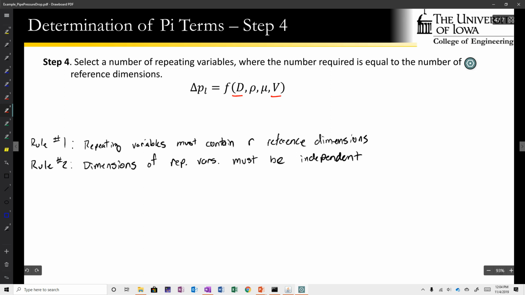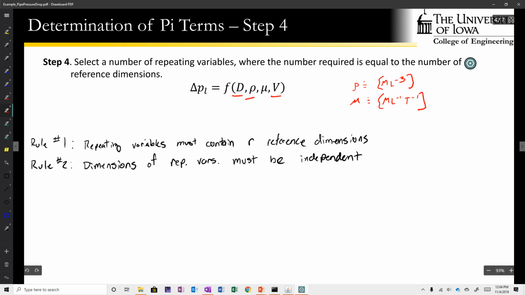The density and the viscosity both involve mass, right? Density is mass, length to the -3. Viscosity is mass, length to the -1, time to the -1. And this is where my urge to pick the simpler dimensions is going to push us towards density as our third repeating variable.